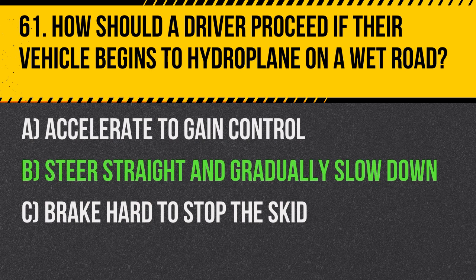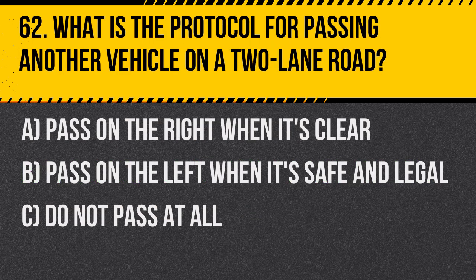Answer. B. Steer straight and gradually slow down. Sudden movements can cause loss of control during hydroplaning. Question 62. What is the protocol for passing another vehicle on a two-lane road?